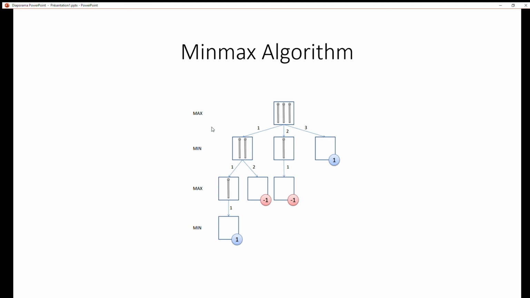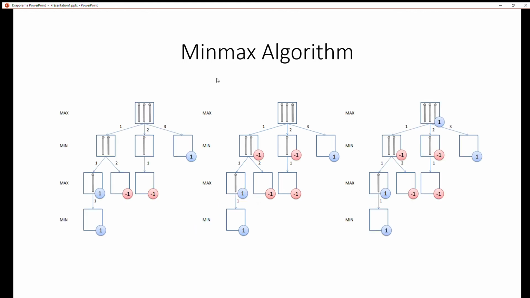Player Max is the first to play. He can remove 1 match, 2 matches, or 3 matches. If he removes the 3 matches, he wins the game, and we say that he has 1 point. Then, if he removes 1 or 2 matches, player Min will play. If Min decides to remove the 2 matches or the 1 match, in this case, he will win the game. So we say that Max has minus 1 point because it's Min who is winning.